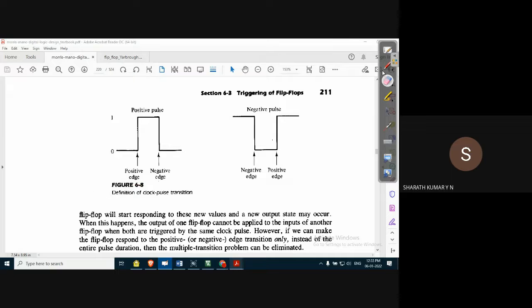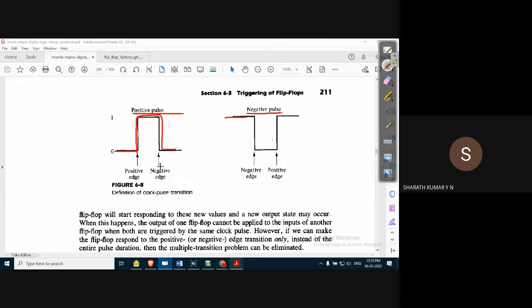This is called a positive pulse, as you can see from the name. Why positive pulse? Because normally it is low, and when the crystal oscillator is energized, it starts generating the clock pulse. Normally low, that is a positive pulse. A negative pulse, on the other hand, is normally high.